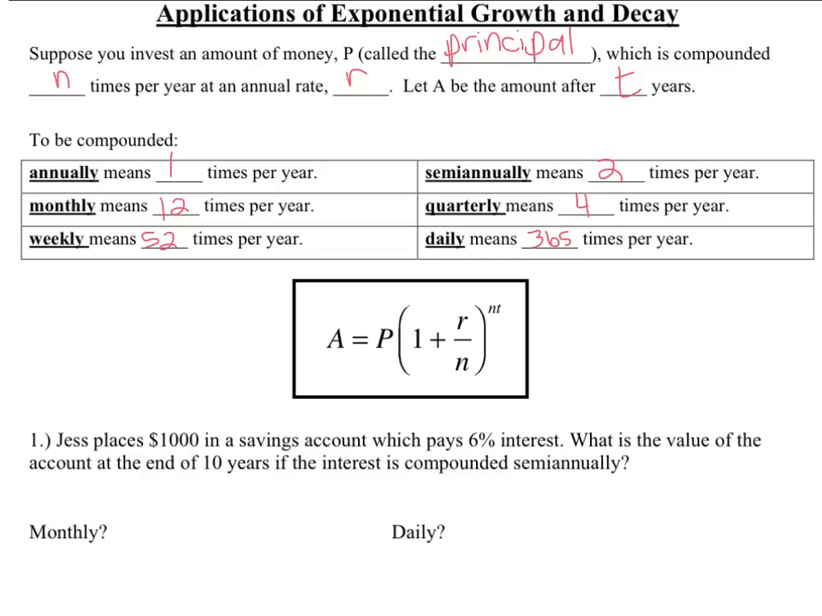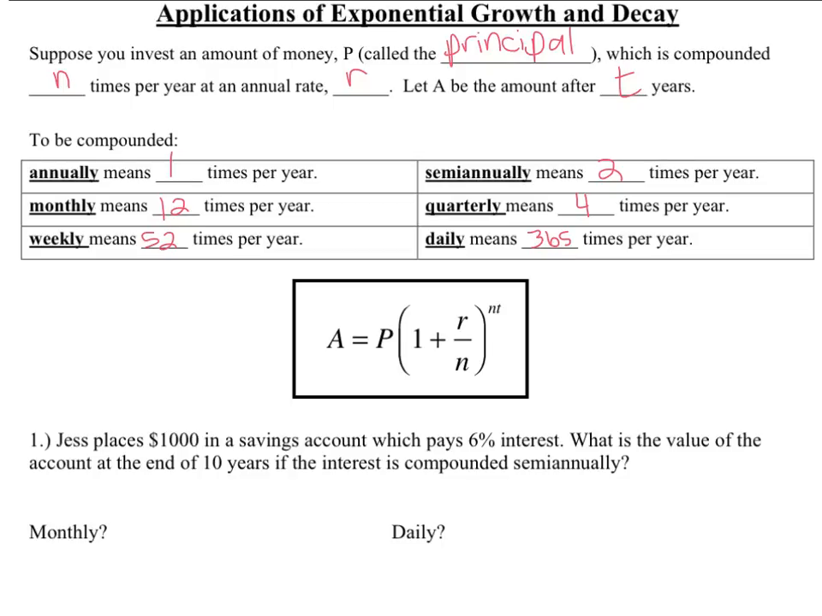So here is your compound interest formula. A equals the principal times the quantity 1 plus the rate divided by the number of times it's compounded, all raised to the nt power. So you take the number of times it's compounded times the number of years, and that's your exponent.